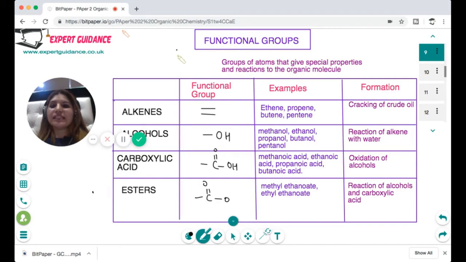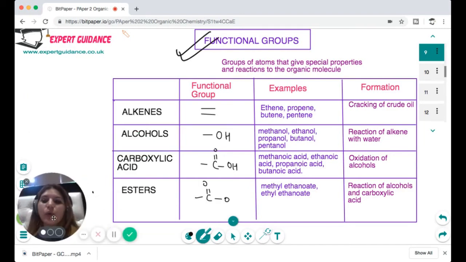Now let's see what functional groups are. We have seen hydrocarbons, and alkanes are hydrocarbons. At times, apart from hydrogen and carbon, you get some other atoms, like alcohols have OH, carboxylic acids have COOH, and esters have COO. These groups of atoms, which give special properties and reactions to the organic molecules, are functional groups.